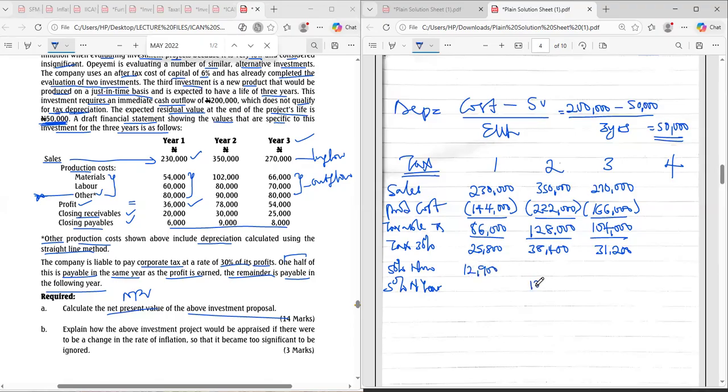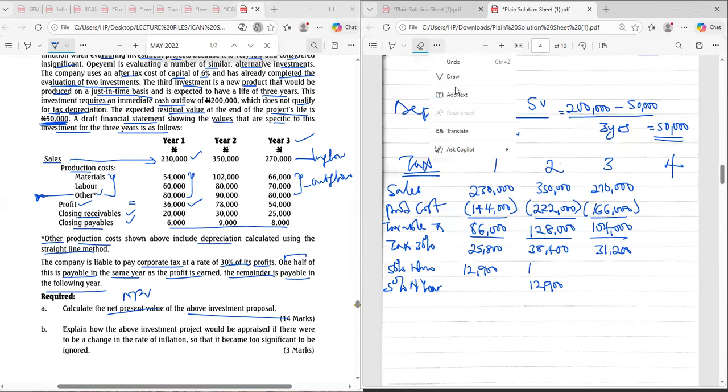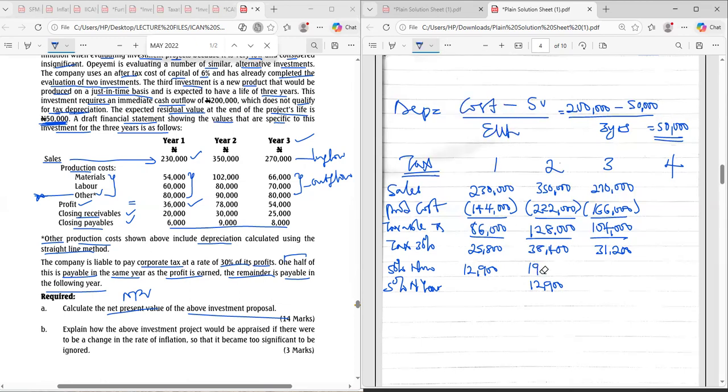Then the other half will be paid in year 2, Abi. Then what about 50% of 38,400? 19,200. Okay. The other half will be here. Run it for year 3. Then the other half will be here.